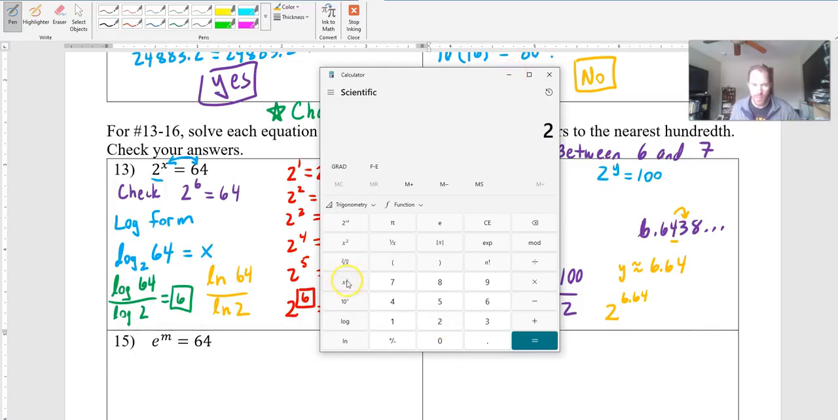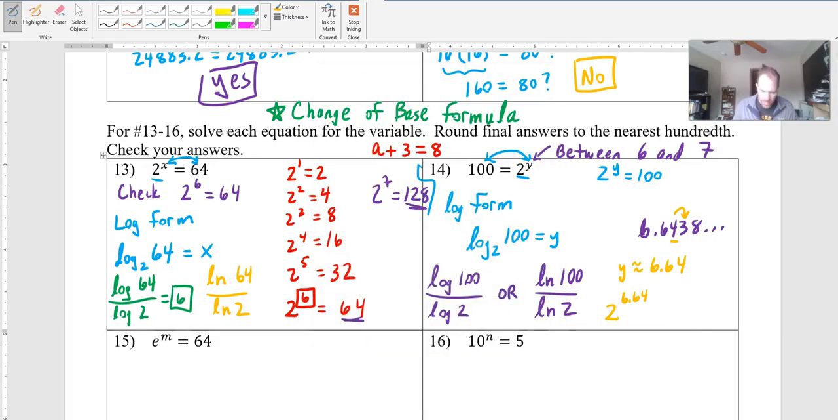So let me just do it one more time here. 2 to the power of 6.64 was 99.73 something. So it's pretty close. Again, we're not using an exact value, so it's approximately 100. So 6.64, that is my final answer there. All right, so continuing on here.